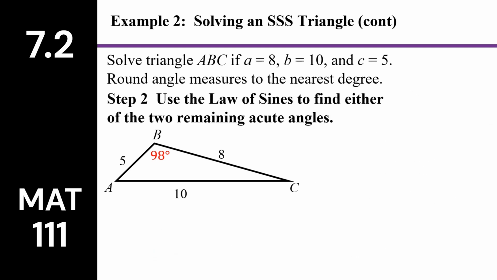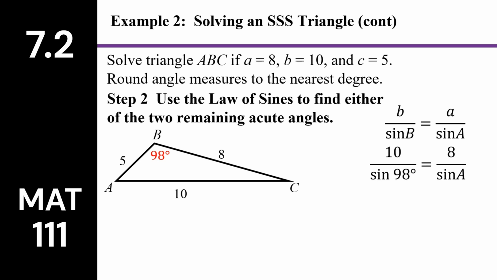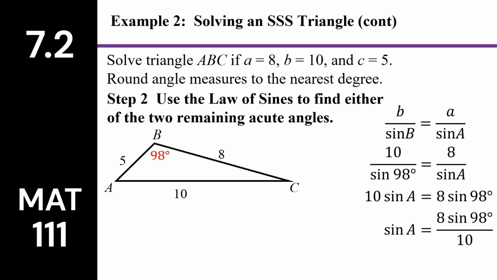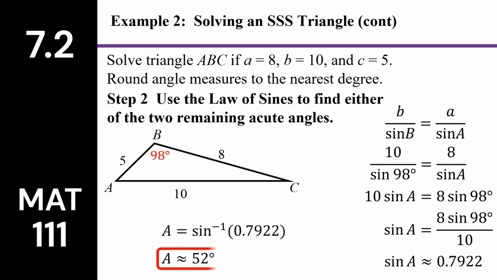Now we'll use the law of sines, because we know angle B and side b, to find either of the two remaining acute angles. We can start by looking for angle A. We substitute in the values we know, cross multiply, divide both sides by 10, and we can approximate that sine of A equals 0.7922. Now that we've solved for the sine of A, we can find angle A. We take the inverse sine of that value, and A works out to be 52 degrees. So we can label our triangle and move on to step 3.